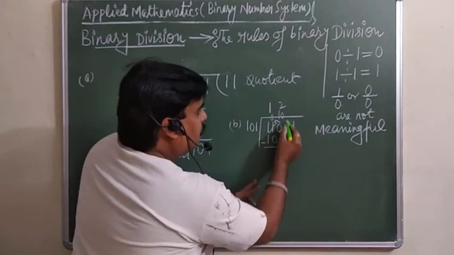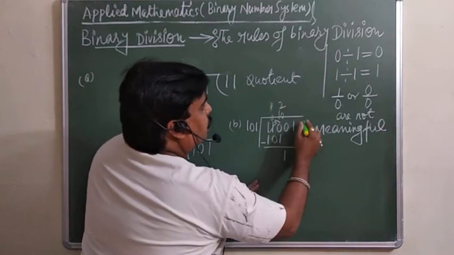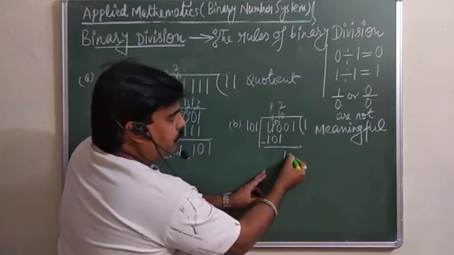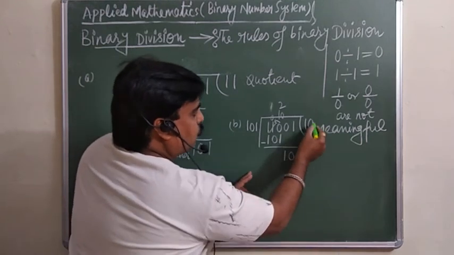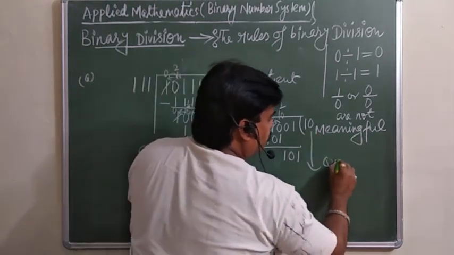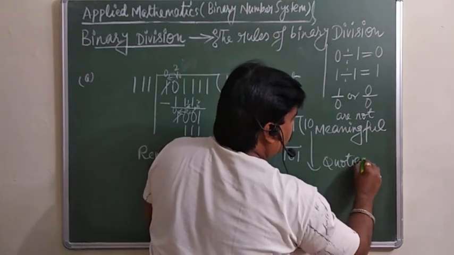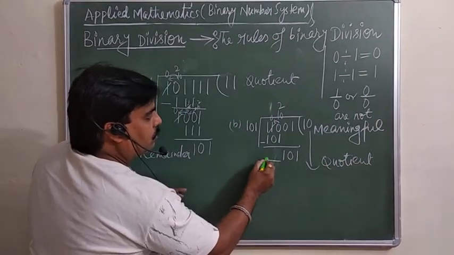Now you will take down. See, now here I am writing 1. Then we will take down 0 here. So it's not divisible, so 0 will come. And this 1 is here only. So your quotient is 10. And this is your remainder.